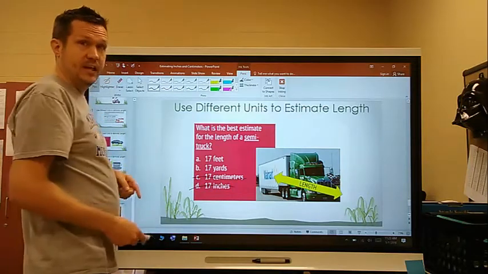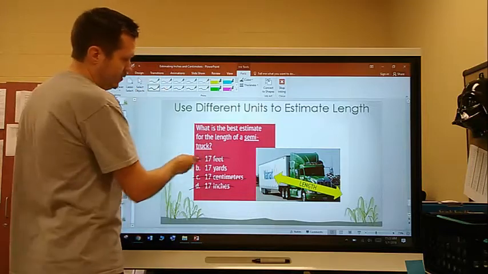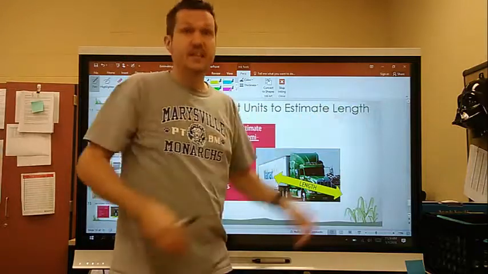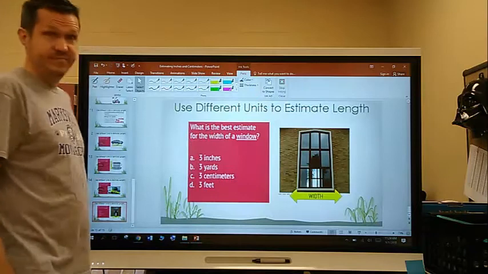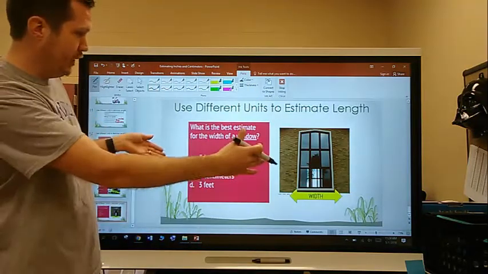17 yards, that's probably pretty close. 17 feet, 17 of these. Nope, that's too small. I was able to figure that out. 17 yards, that's 17 meter sticks laid out flat. That's definitely about the length of that semi. All right. The next one, the width of that window.